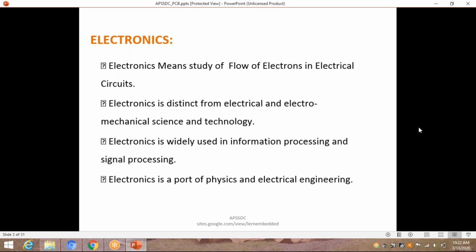Next. Okay, all of you had a clear idea about what is electronics. I think all of you are from the background of electronics, so no need to explain all this. Just look at it. What is electronics? Electronics means the study of electron flow in electrical circuits. Is it clear, guys? We have already studied all these in the earlier stages of our education. I think from 9th class we are studying about electronics and the flow of electrons in electrical circuits.